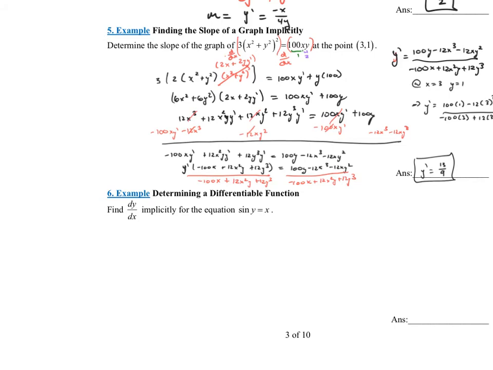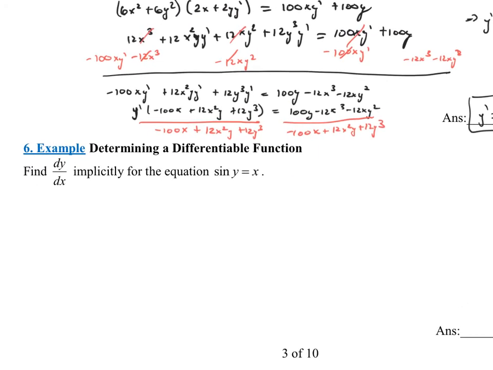Okay, let's look at number 6 here. It says find dy dx implicitly for the equation sine y equals x. So again, you always want to find the derivative with respect to x of both sides of the equation.